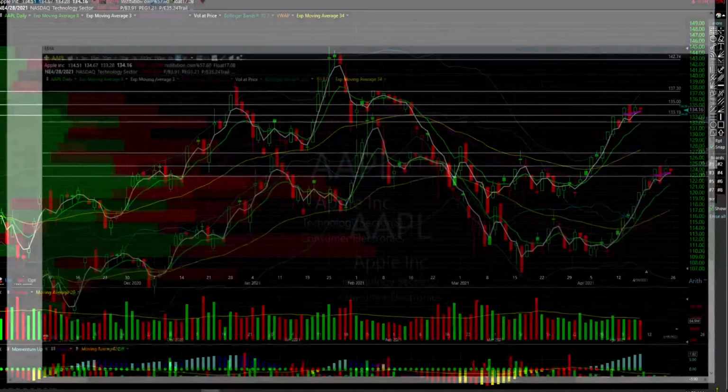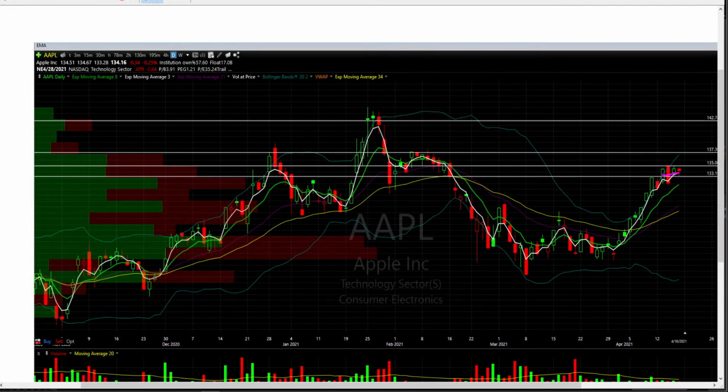And for anybody that trades a larger account and is more comfortable, you can even get really big with Apple.